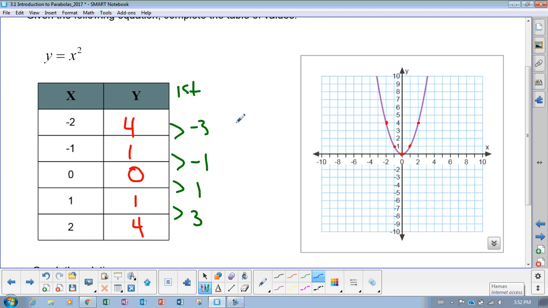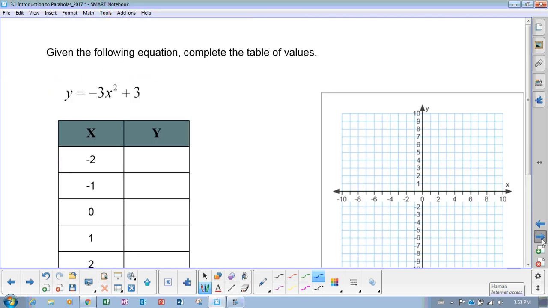Then I'm going to calculate the second differences. So I'm going to take the differences of the first differences. So -1 subtract -3 gives me a value of 2. 1 subtract -1 gives me a value of 2. And 3 subtract 1 gives me a value of 2. So these second differences are the same. Keep that in mind. Now we're going to answer a couple of questions.